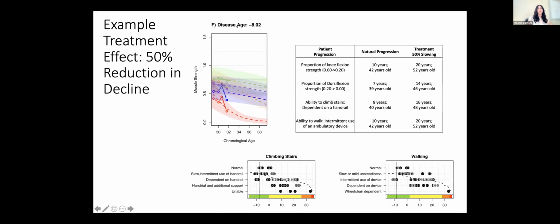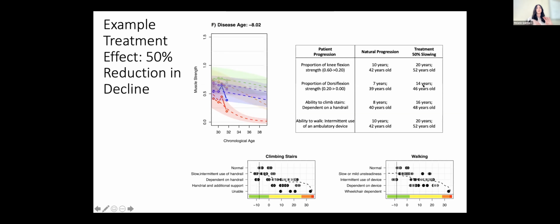This is for that disease age individual about 8 years from when we think their knee flex will be at 50%. So an early disease age individual, we think that they're going to actively progress under natural progression to almost zero on their dorsiflex over the next, say, 7 years. And if we gave them a treatment that reduced disease progression by 50%, instead of the 7 years it would take to go from 20% to zero on dorsiflexion, that would now be 14 years.